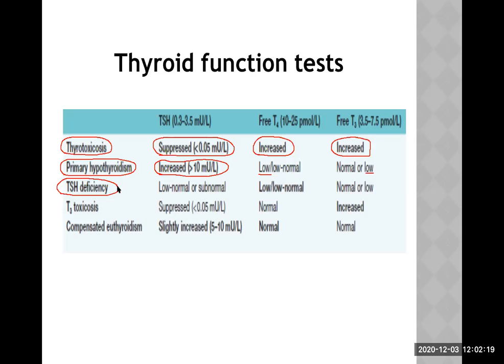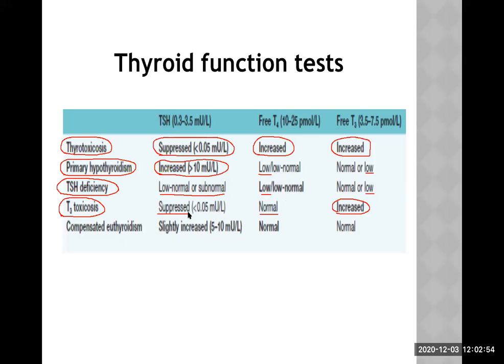I am explaining this as a central hypothyroidism, but it is mentioned here as a TSH deficiency. So it is low normal or subnormal or low already, and everything is low after that. See it. There is a condition known as T3 toxicosis, where only T3 is in excess. See here, T3 is excessive, T4 is normal here, and because of the negative feedback of this T3 on the hypothalamus and anterior pituitary, TSH hormone is low.